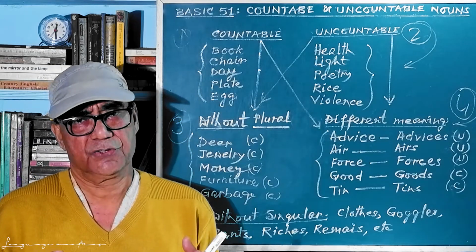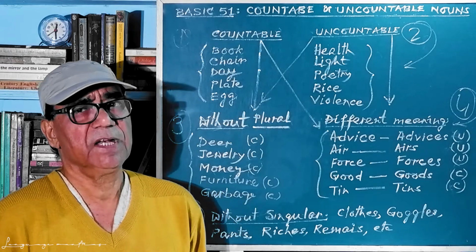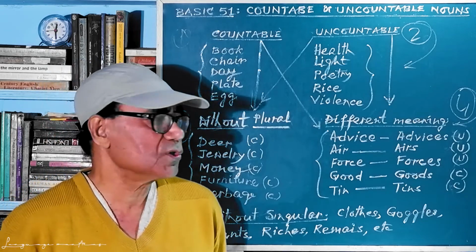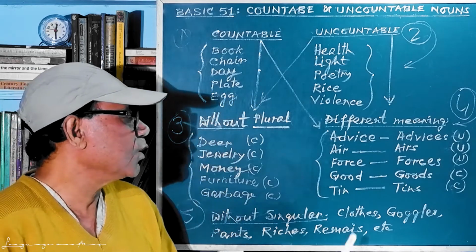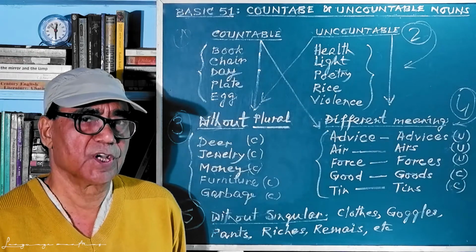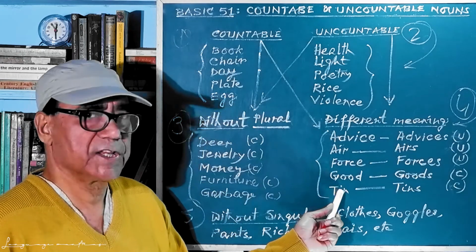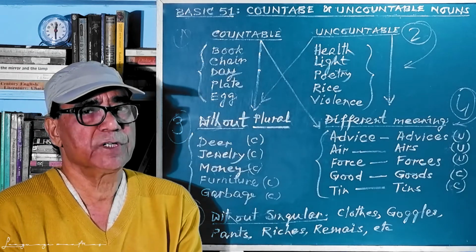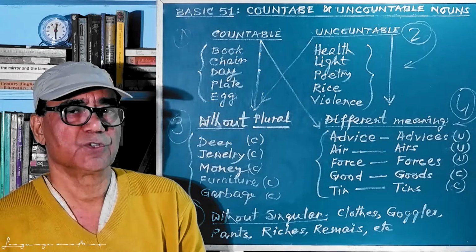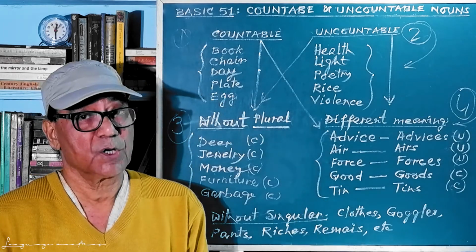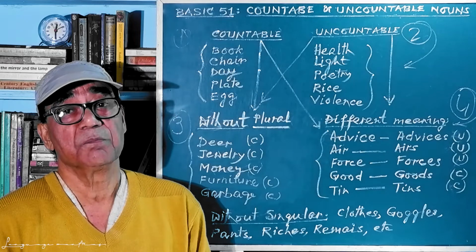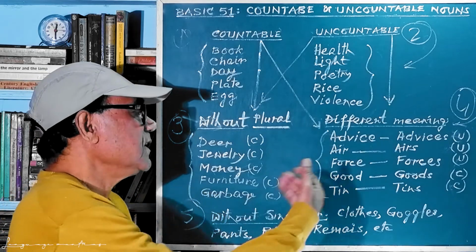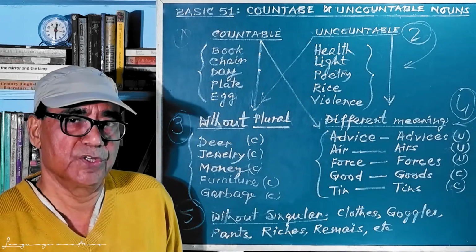Now force. Force is power, strength. But forces means the army. Entirely different. But a relation is there, of course, but the meaning is different. Now good becomes goods. Good here is a noun, not an adjective. This good is benefit, the difference between good and bad. That good is a noun. And goods means materials that are carried by goods trains. So that is the difference between good and goods.